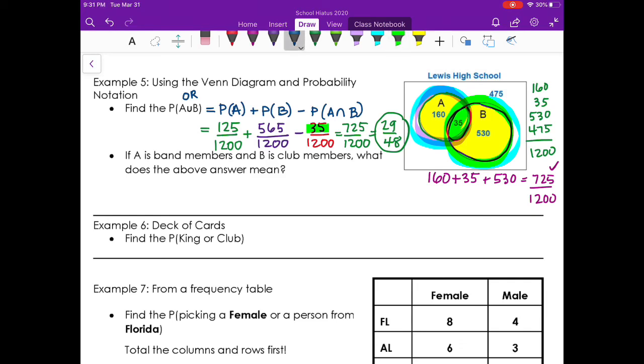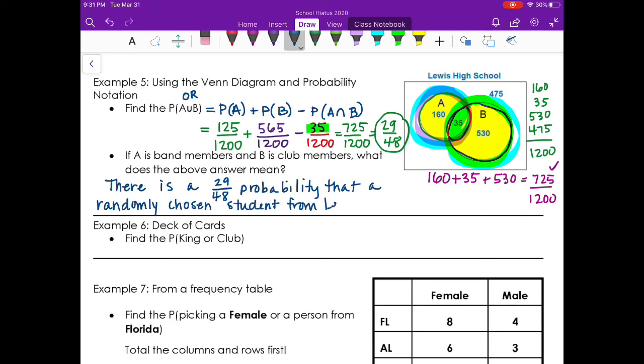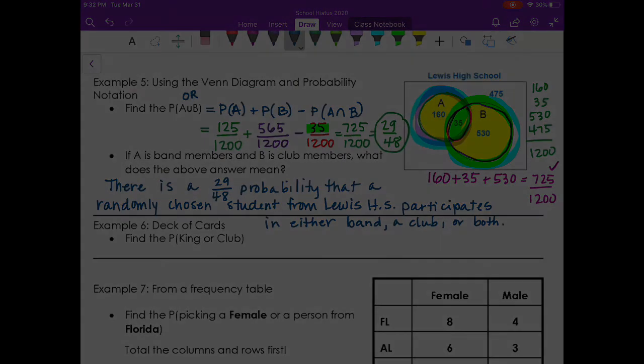So what does this mean? If A is band members and B is club members, this means that if we randomly chose a student from Lewis High School, the probability that that student would participate in either band, club, or both is 29 out of 48. So out of every 48 students in the school, 29 of them participate in one of these activities.